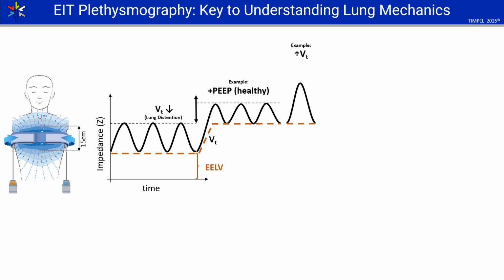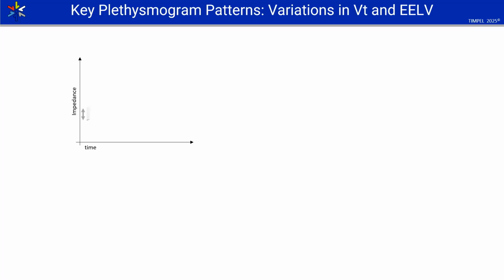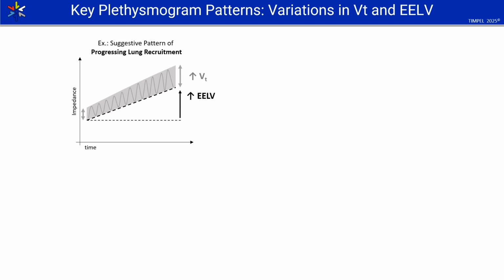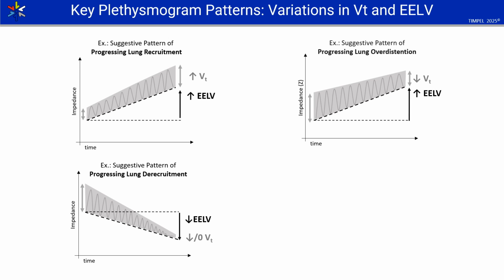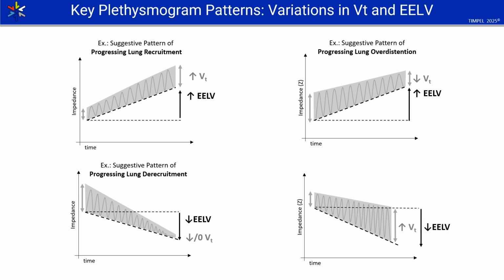Now let's observe 4 illustrative scenarios of variability between tidal volume and end expiratory lung volume. An increase in tidal volume together with end expiratory lung volume may suggest ongoing lung recruitment. Decrease in tidal volume together with end expiratory lung volume may indicate progressing lung derecruitment. A decrease in tidal volume alongside an increase in end expiratory lung volume may indicate progressing overdistension. An increase in tidal volume with a decrease in end expiratory volume may indicate a reduction in overdistension.